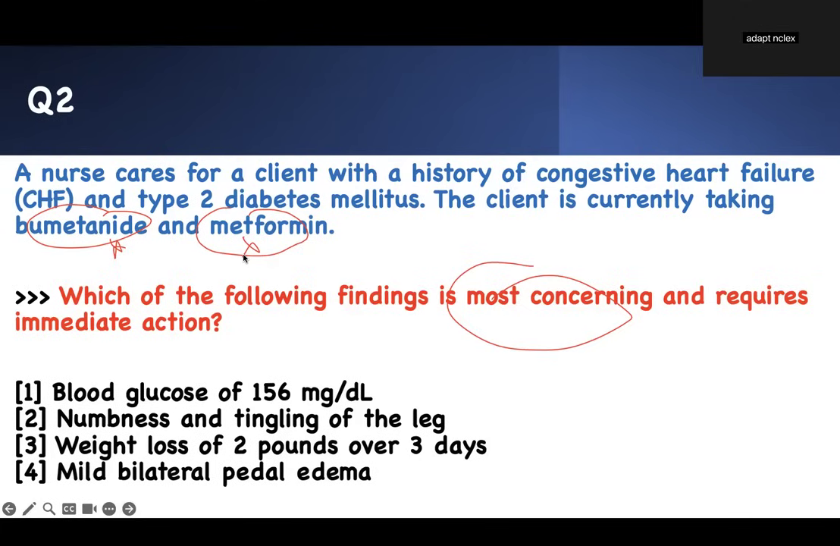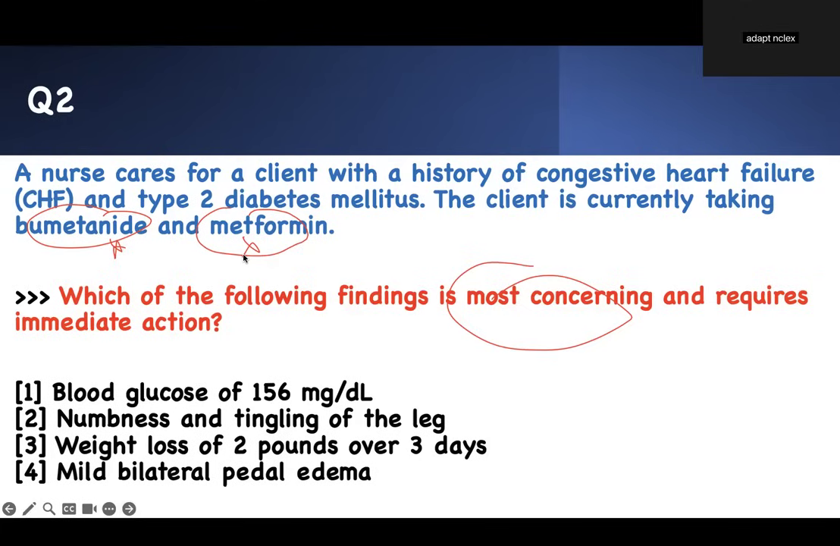What do you think? Stop the video, answer it. But if you answer it, this is the way you should approach it. Blood glucose of 156, where the patient has diabetes, metformin will take care of it. Should I worry about it? It's not too high. Numbness and tingling of the leg is related to an electrolyte problem. Which of these will cause an electrolyte problem? Bumetanide. What does it cause? It's a loop diuretic. What electrolyte issue does it cause? Hypokalemia. Does this represent hypokalemia?